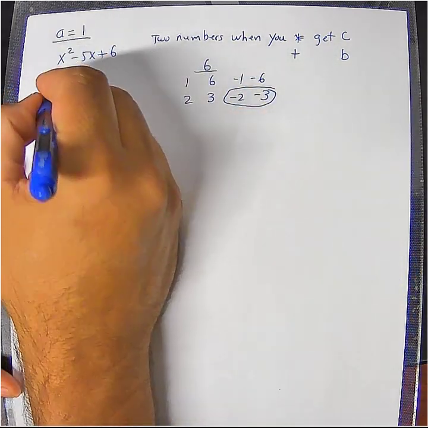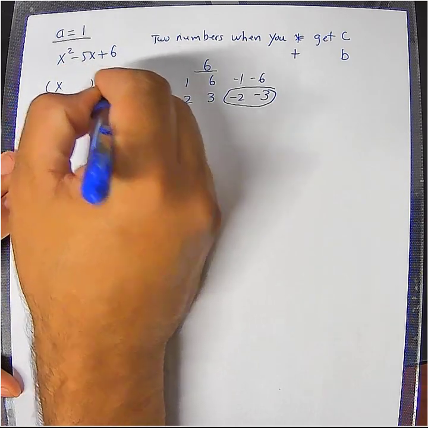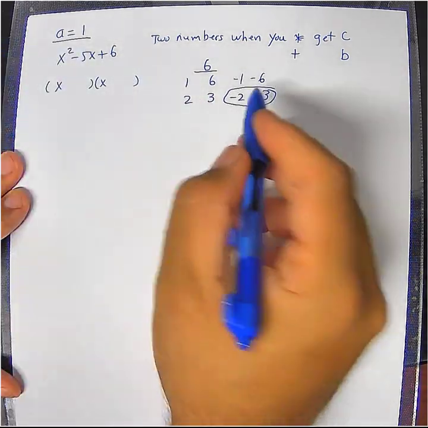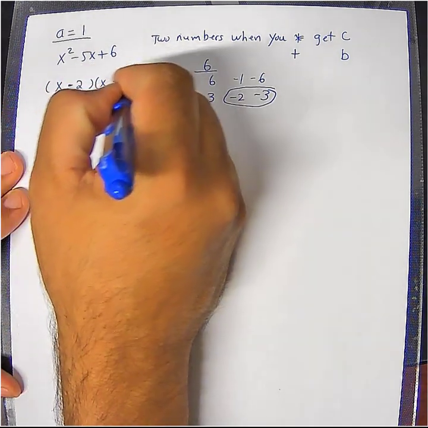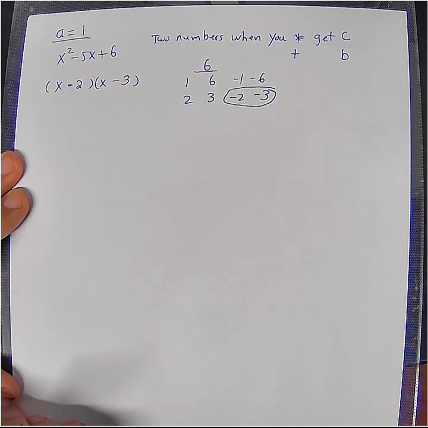You're always going to get an x and an x, so we can get to x squared, and the answers are negative 2 and negative 3. So negative 2 and negative 3. And this can be repeated as many times.